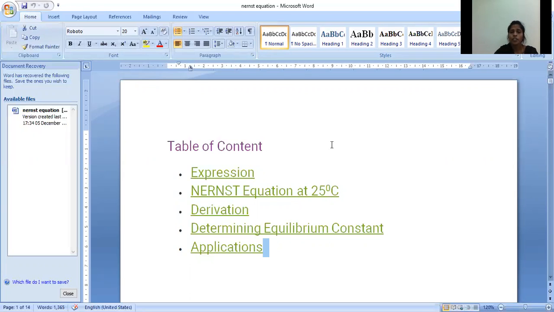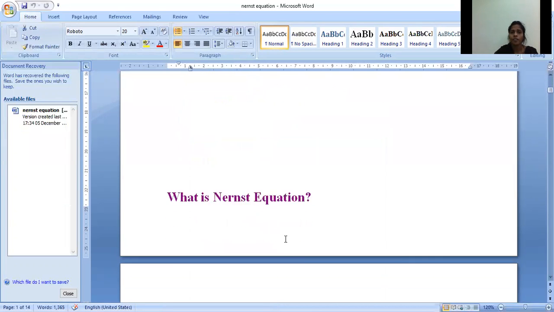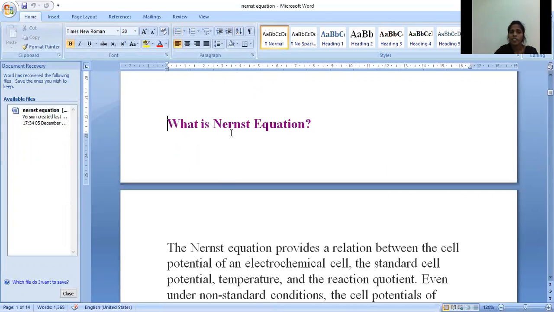That is Nernst equation, expression of Nernst equation. Nernst equation at room temperature, that is at 25 degrees centigrade. Derivation of Nernst equation, determining equilibrium constant at equilibrium conditions, and applications of Nernst equation. So let us see what is Nernst equation.